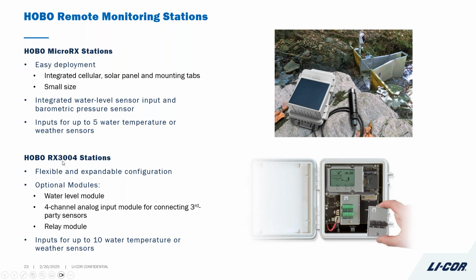The RX 3004 station also has the integrated cellular, but it's got a little more expansion capability. It has these modules, so you can put in different modules depending upon your application. So you can have an analog input module for connecting sensors. You can have a relay output module. You can have a module in here for communicating with our wireless sensors, which I'll talk about next. And it also has inputs for 10 wired sensors at the station. So a lot of flexibility there.